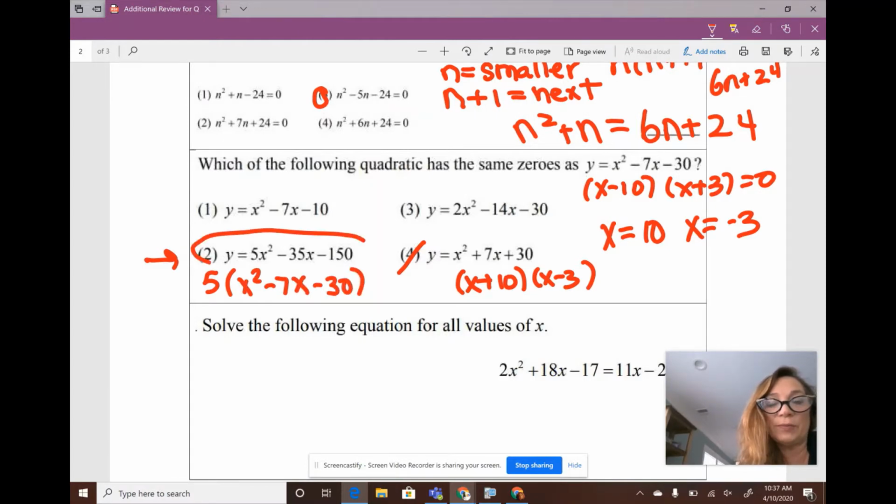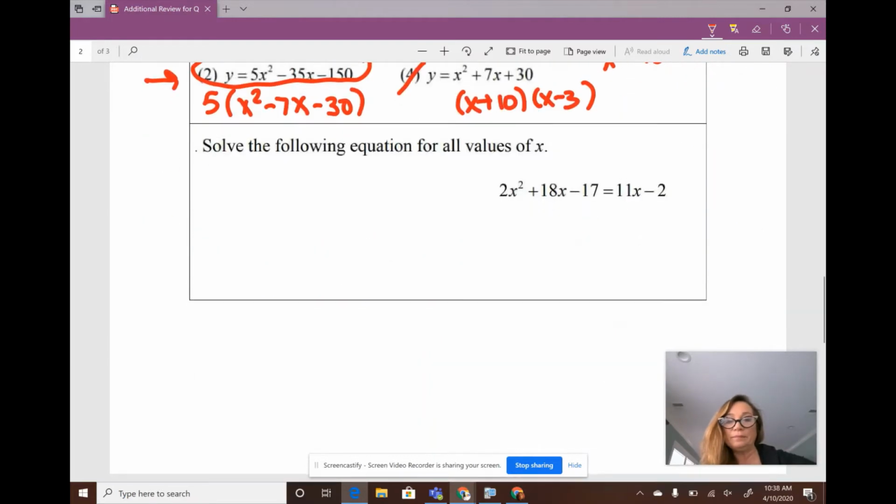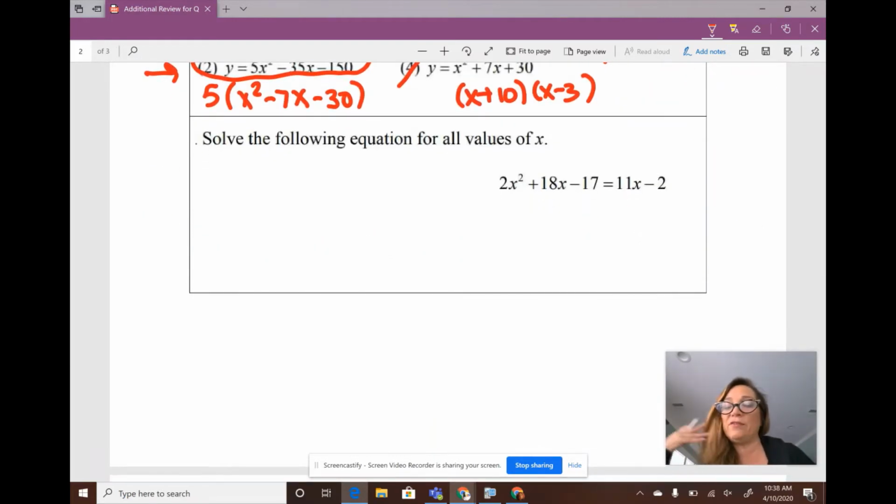Looky. So it's got to be this one, because if you multiply everything by 5, it will have the same zeros. It's not going to look the same on the graph, but it will have the same intercepts. That's actually called a dilation. You remember dilations from 8th grade?